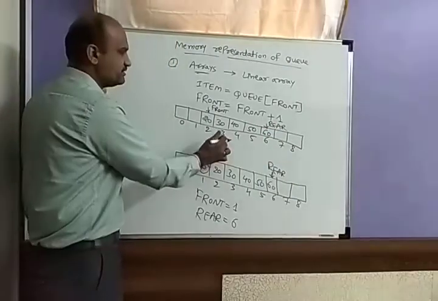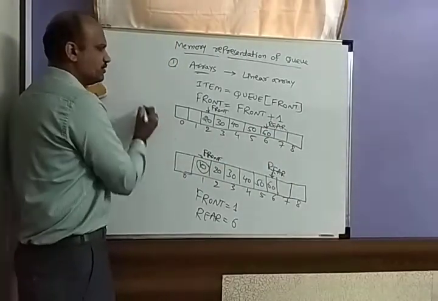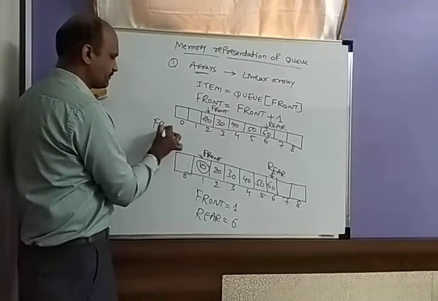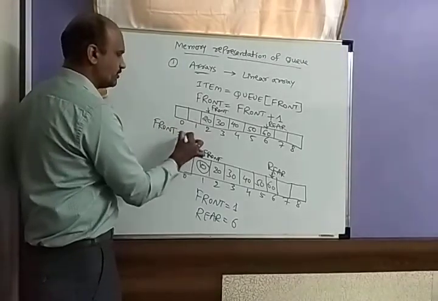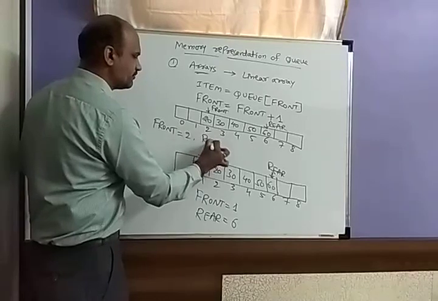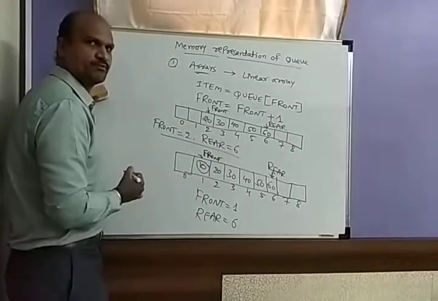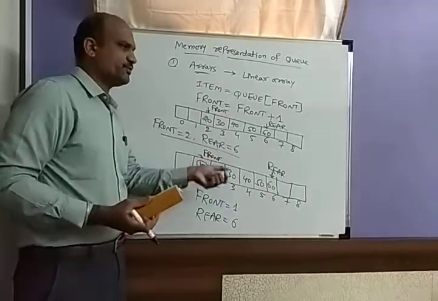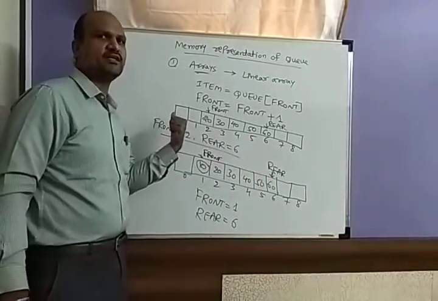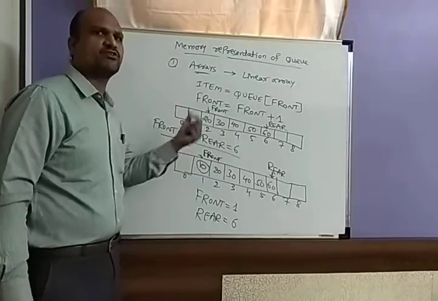Okay. In this condition, what will happen? So front will be the 2 and rear will be the 6. Location is 6. Okay, so like this you can insert and delete the elements from the array, that is Q.